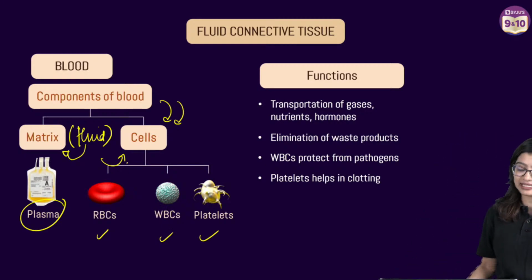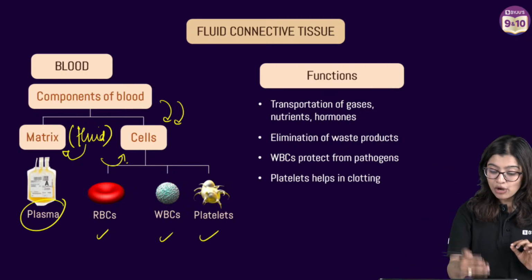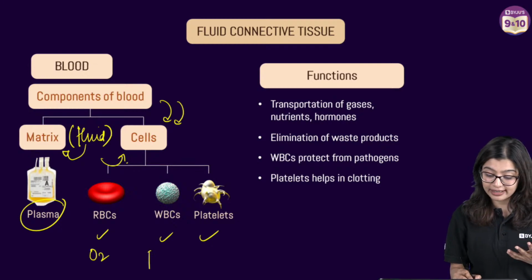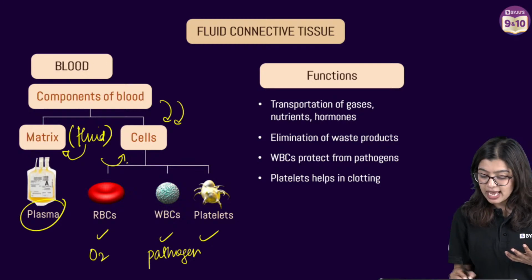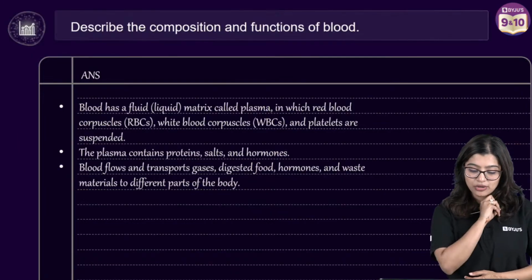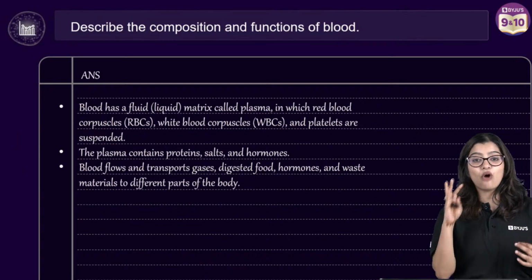Now RBCs are responsible for transporting oxygen. WBCs help in protecting our body from pathogens and platelets help in blood clotting. So with this, what do we see? You can write it in 4 points, right?